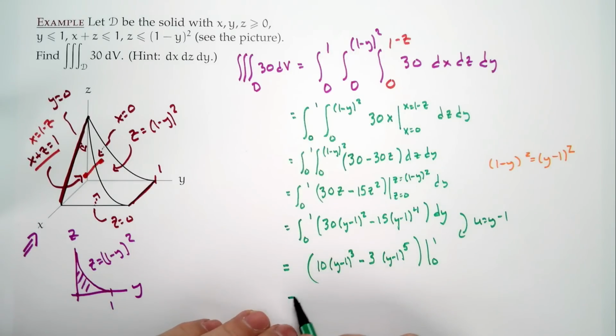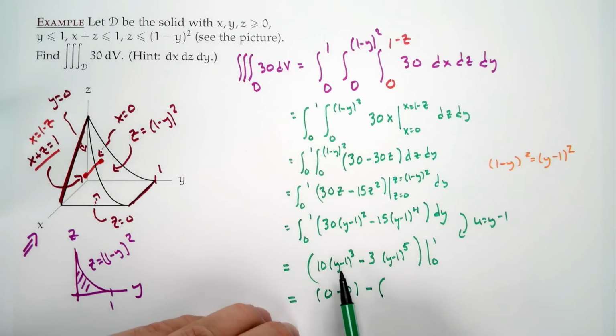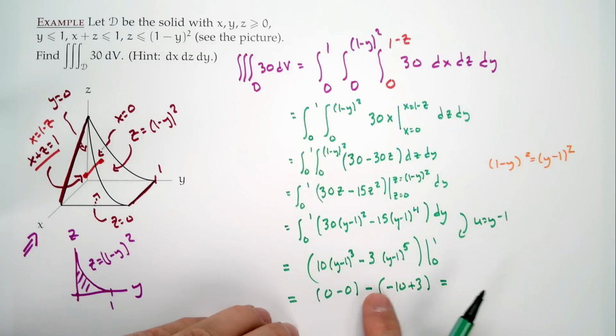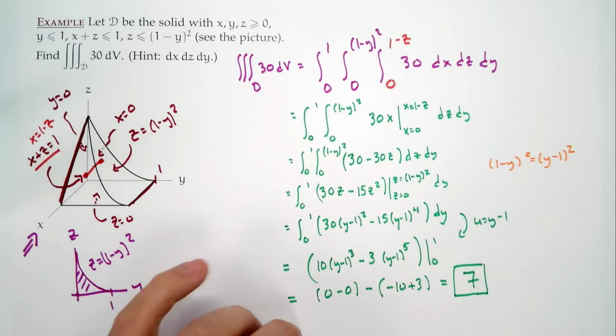So, we're almost there. We plug in y equals 1. If you plug in y equals 1, 1 minus 1 is 0, so we're going to get 0 minus 0. Okay, that's not so bad. Subtract, plug in 0. 0 minus 1, that's negative 1. If I cube that, I'll get negative 1, so it's negative 10. Here, I'll get negative 1 to the 5th, it's negative 1. That's a plus 3. And if you simplify that, because of this negative here, it's really like 10 minus 3, also known as 7. And there you go. There's the answer.